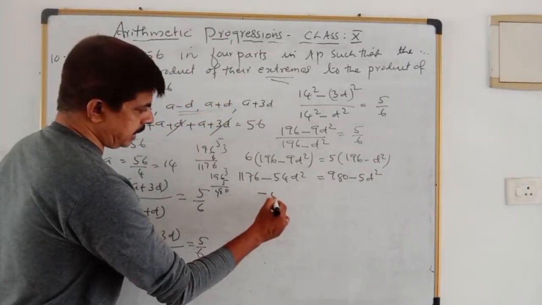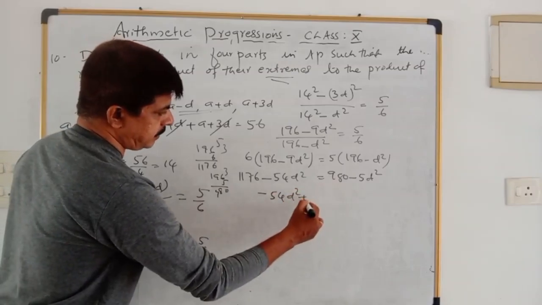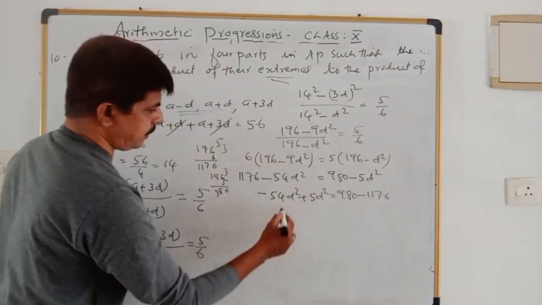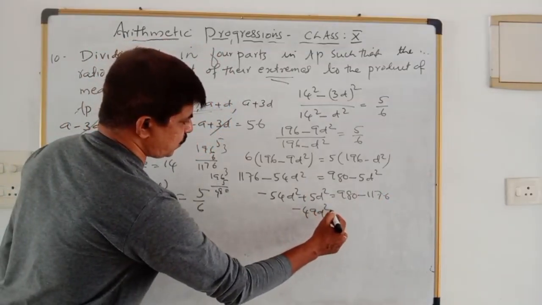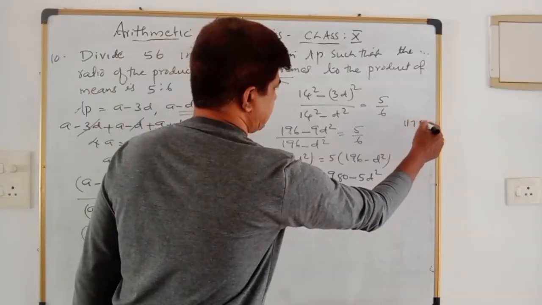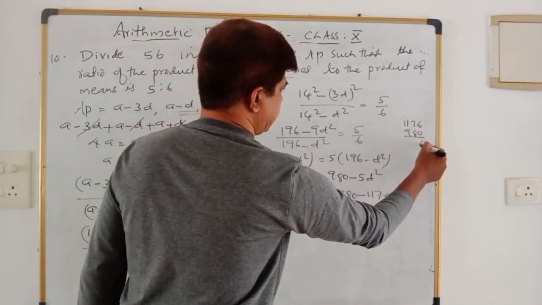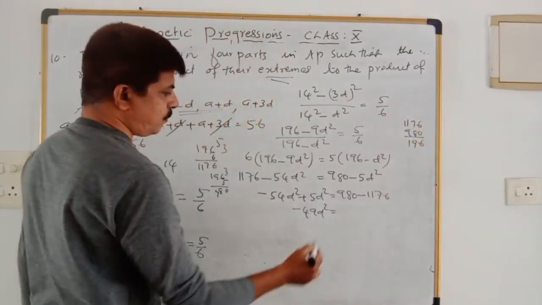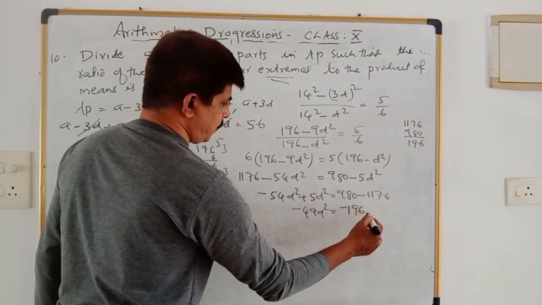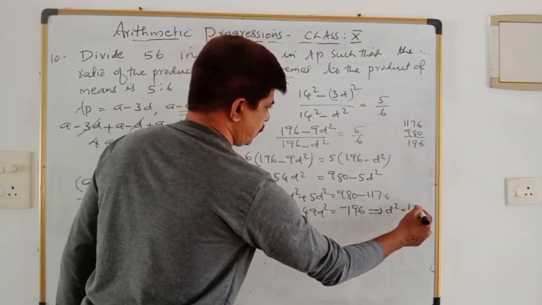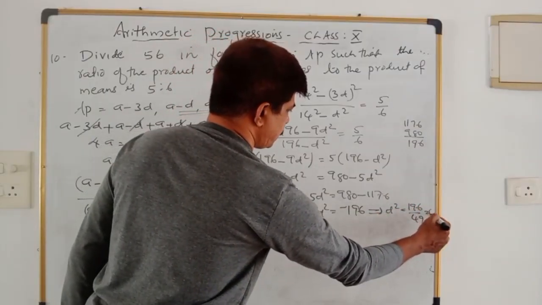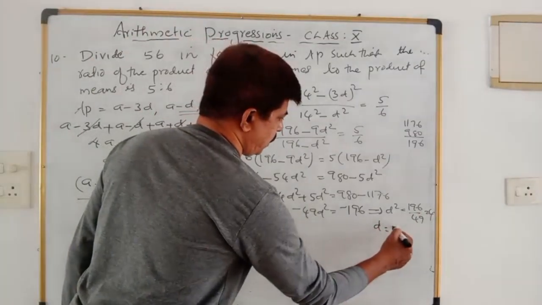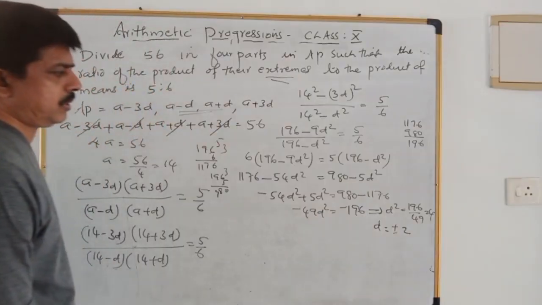Okay, so we take the variable term this side. 980 minus 1176, it is minus 49 d square, equal to what? 1176 minus 980. 196 we got. So what is d square? d square is equal to 196 by 49, which is equal to 4. Okay, so what is d? d is equal to plus or minus 2.